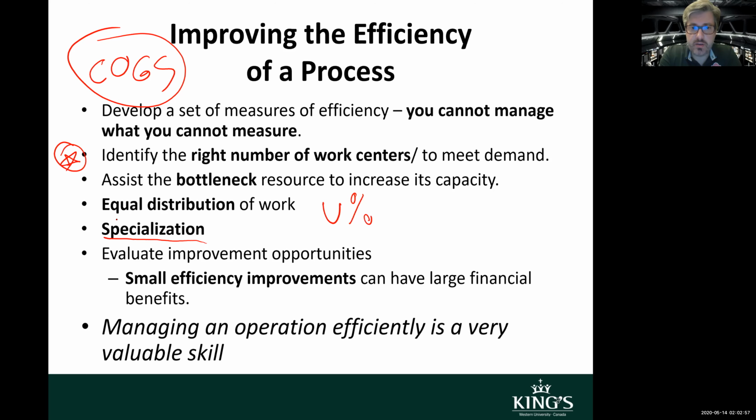So evaluate improvement opportunities. There is always a little bit of improvement to be gained if you're doing small incremental steps, right? So you can specialize by searching for technology, for example, but you can also try to find small efficiency improvements by, for example, continuous improvement methodologies like Six Sigma, like total quality management and whatnot.